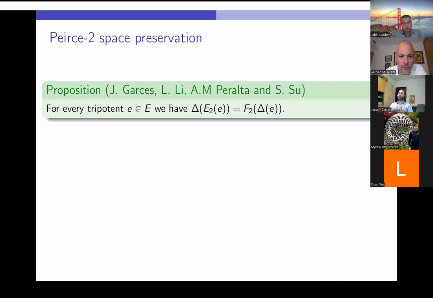So we have these properties, and now we have our mapping delta. If we take a tripotent a, delta of a is again a tripotent, and we can show that the Peirce-2 space of a tripotent a is sent bijectively into the Peirce-2 space of delta of a. Okay, and this has a very nice consequence.